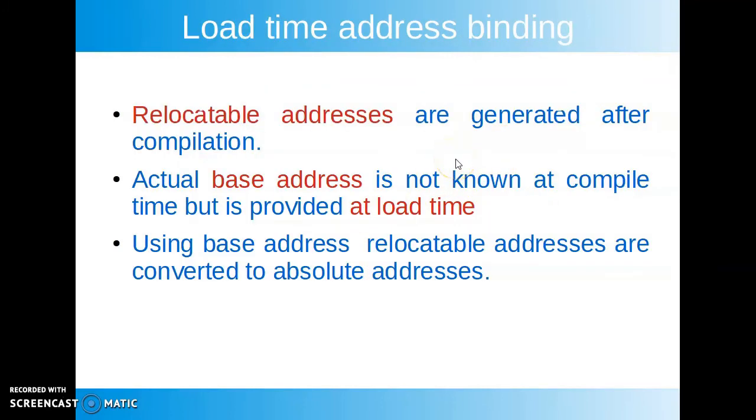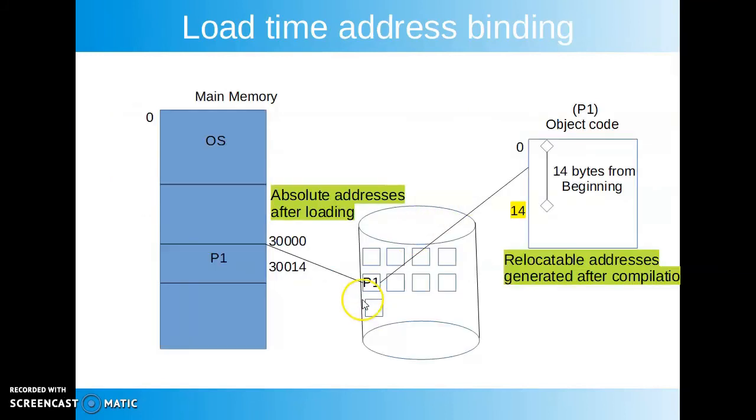The second scheme is load time address binding. In load time address binding, after compilation, relocatable addresses are generated. Then actual physical addresses are generated once the program is loaded in the memory. So this actual physical address generation does not happen at the time of compilation.